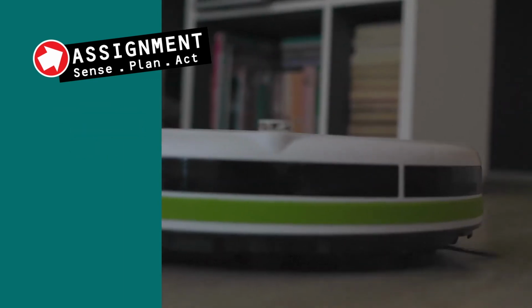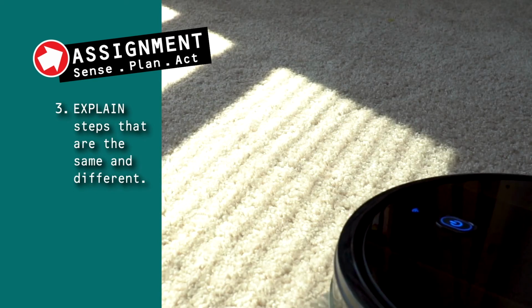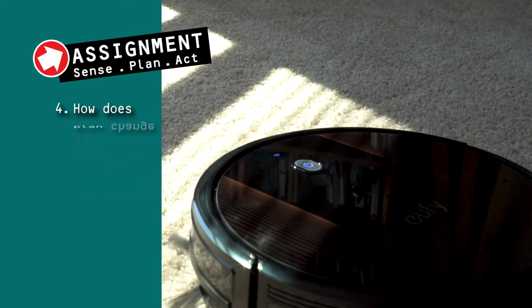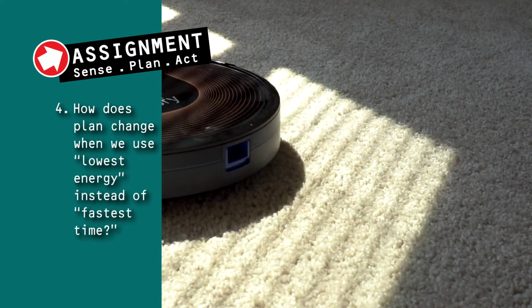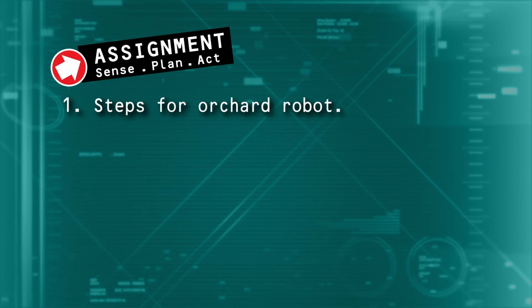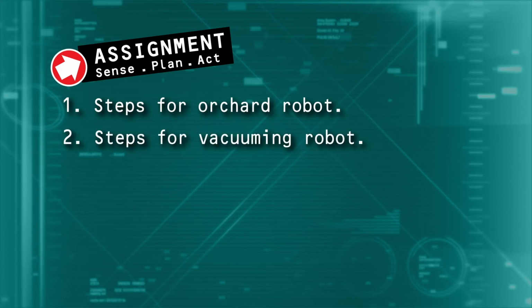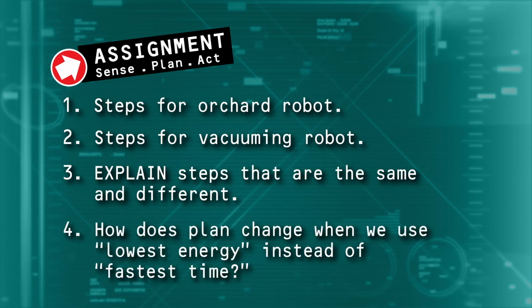Then look at which steps are the same between the two robots, which steps are different, and why. Finally, look at how the plan changes if the criteria for best is using the lowest amount of energy instead of the fastest time. Again, for a robot in an orchard examining fruit, what are the Sense, Plan, Act steps? Do the same for a home vacuuming robot. Then explain which steps are the same and which are different. And tell us how the plan changes using lowest energy instead of fastest time.